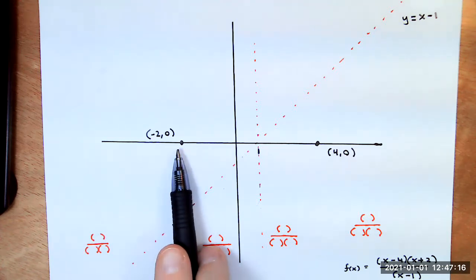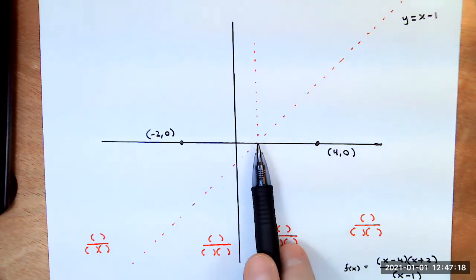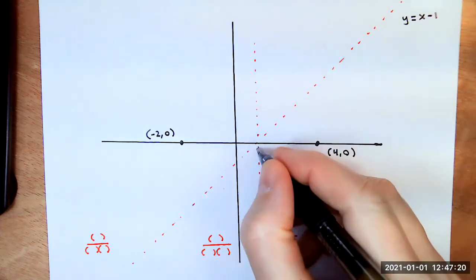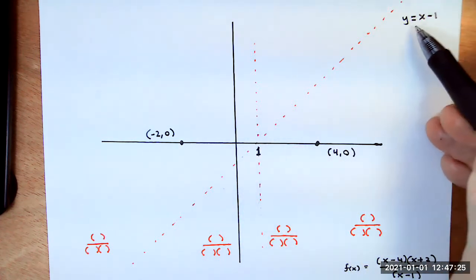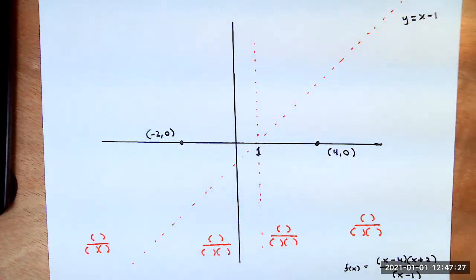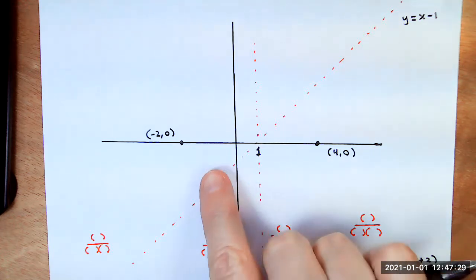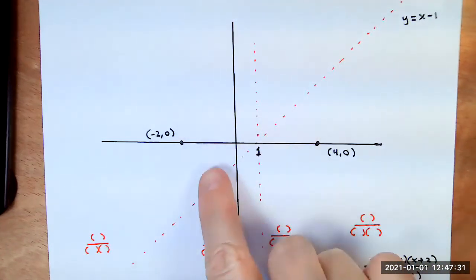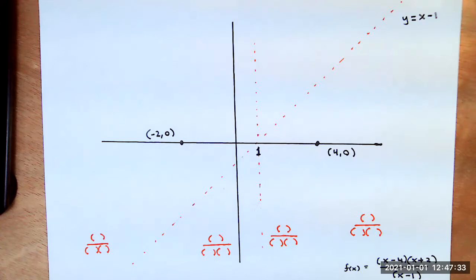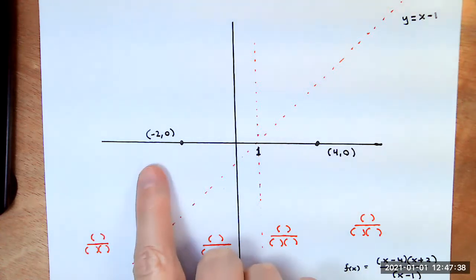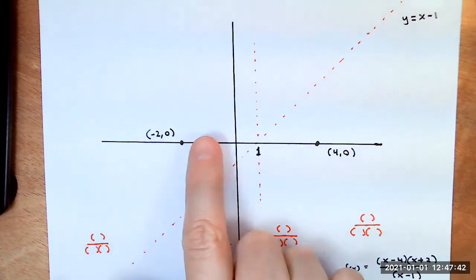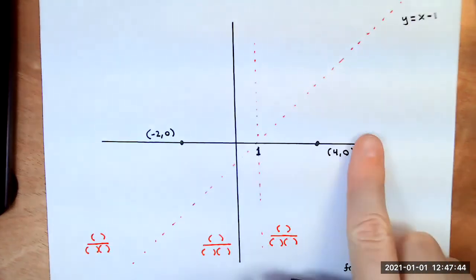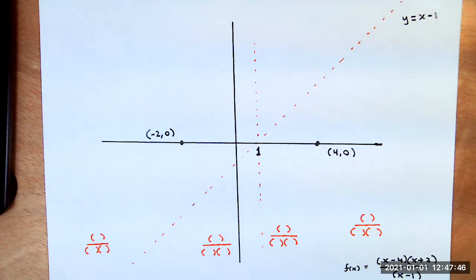All right, so I plotted my two x-intercepts, my vertical asymptote, which is at x equals 1, and then I drew my slant asymptote, which will be the end behavior. So I don't worry about the slant asymptote here in the middle, just at the ends. All right, I have 3 factors. There's 3 places where the sign could change. So that means I have 1, 2, 3, 4 regions to check the sign.